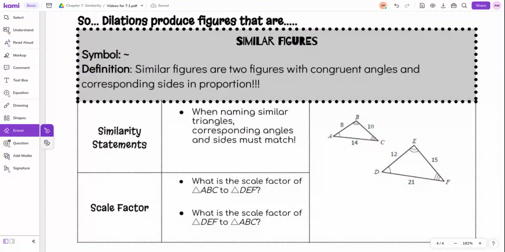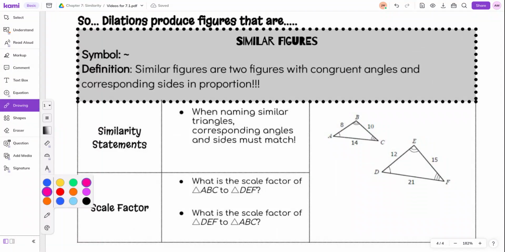Dilations produce figures that are similar. Similar figures use this curly symbol, almost like a hyphen. It's like the very top of the congruent symbol to show that two figures are similar. Similar figures are two figures with congruent angles and corresponding sides in proportion.